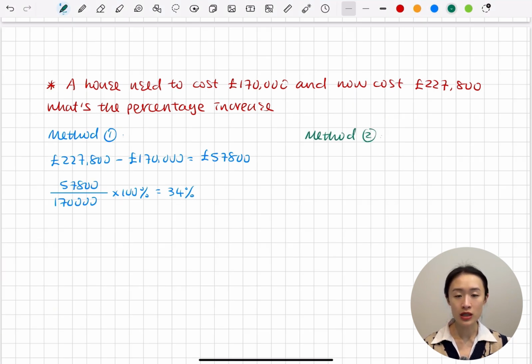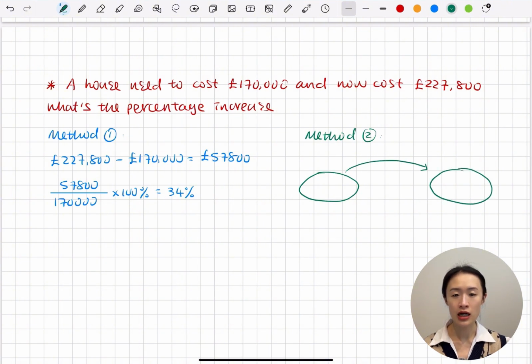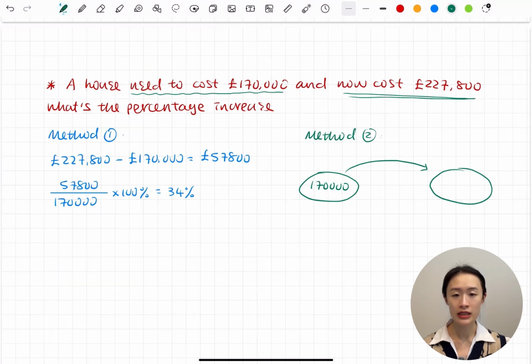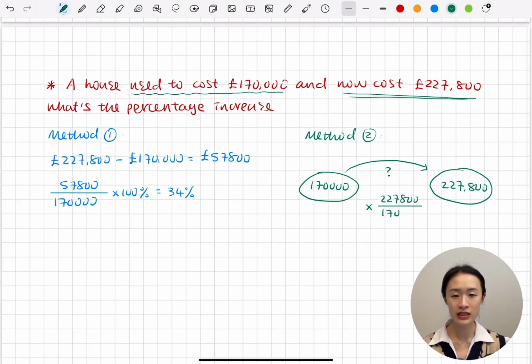Again, I started with two circles and an arrow going from the first circle to the second circle. Original cost is 170,000. That goes into the first circle. The second circle is the price today. So that is 227,800. So what I needed to do is to find the scale factor taking us from the first number to the second number. Now, the scale factor is the second number over the first number. If we set it as x, we can solve the equation to find x, which is 227,800 over 170,000.